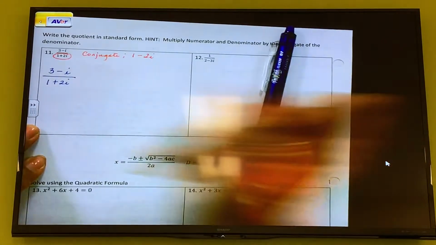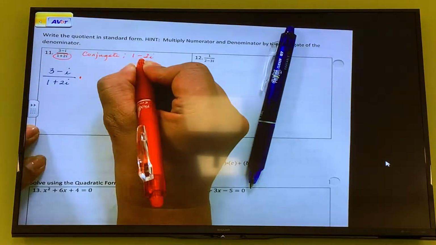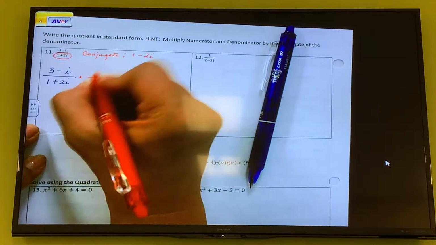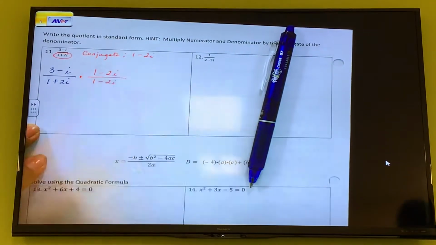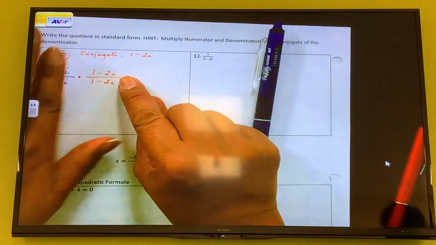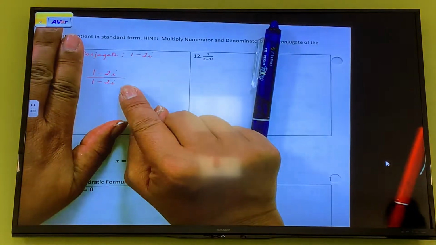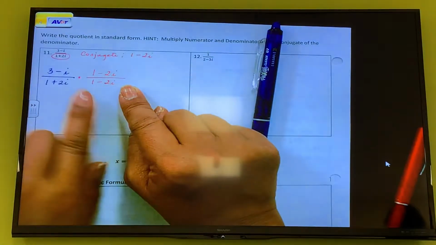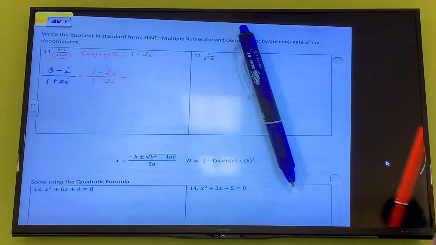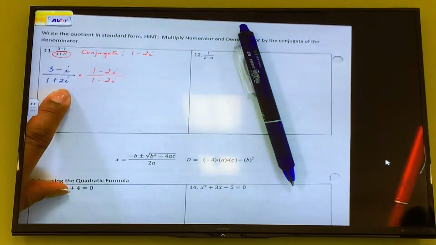We're going to multiply it by the complex conjugate, which is 1 minus 2i, and also the numerator, 1 minus 2i. Okay, and we can do that because what's 1 minus 2i over 1 minus 2i equal to? 1. So we are not changing the problem. We're just rewriting it in other words, so that we can't have an i in the denominator.